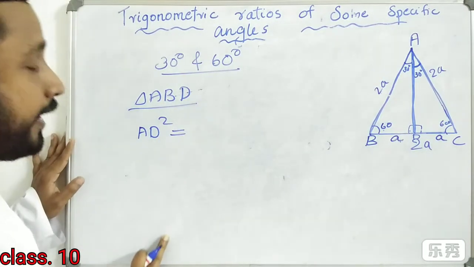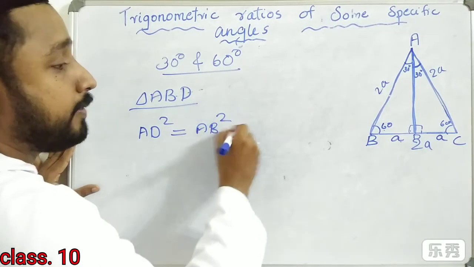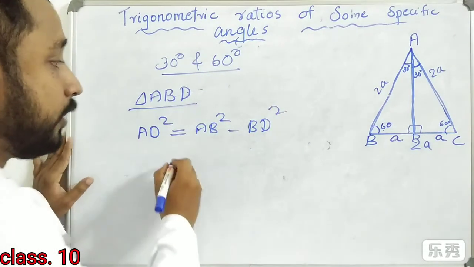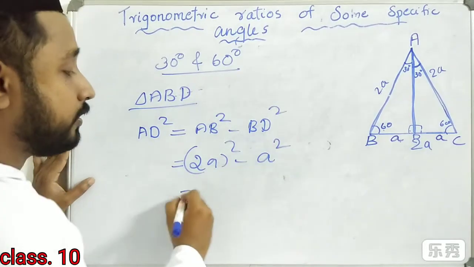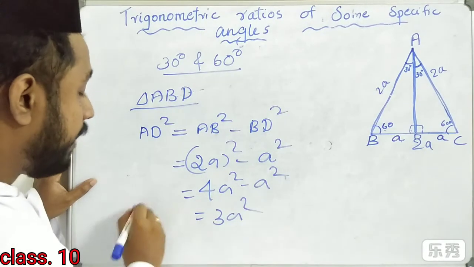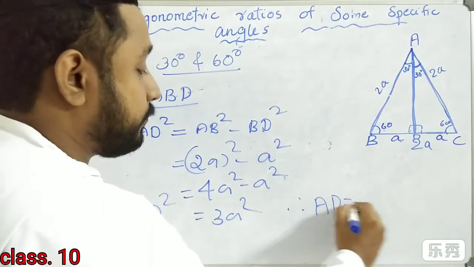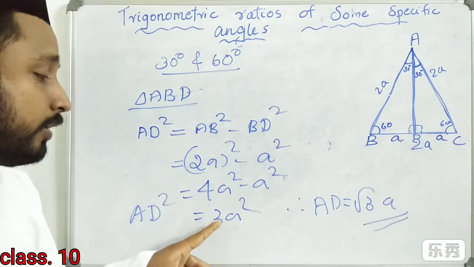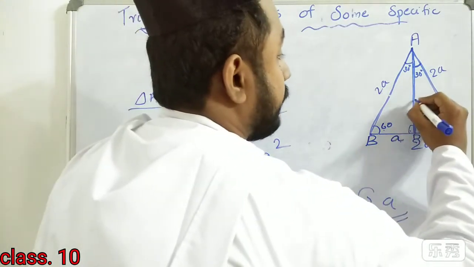So in triangle ABD, AD square is equal to AB square minus BD square, which is equal to 2A square minus A square, which is equal to 4A square minus A square, 3A square. Therefore, AD square is equal to 3A square. Therefore, AD is equal to root 3 A. So, AD is equal to root 3A.